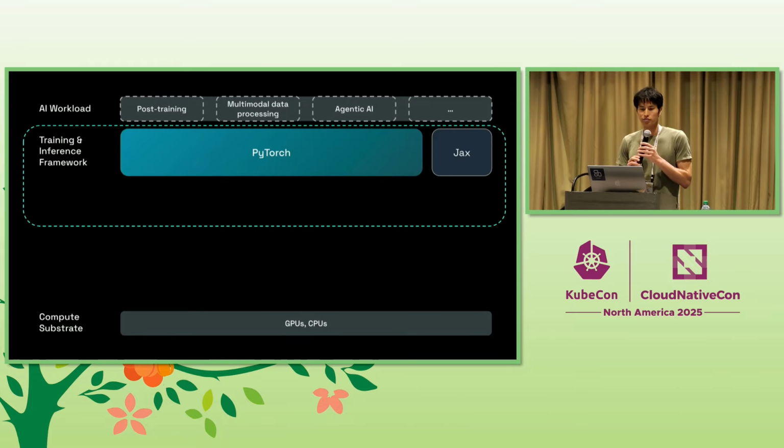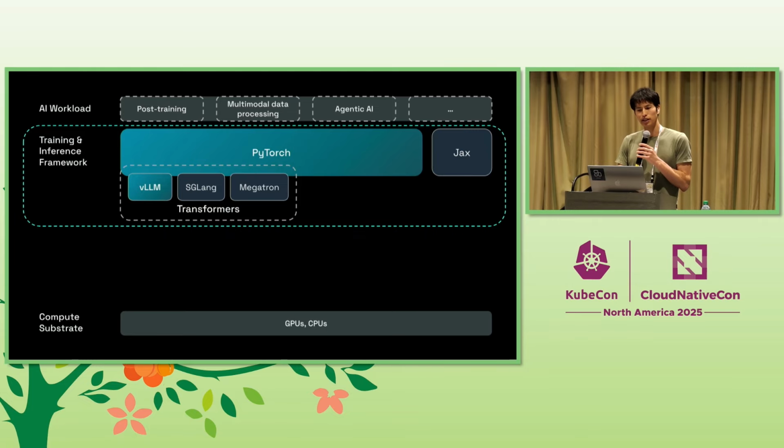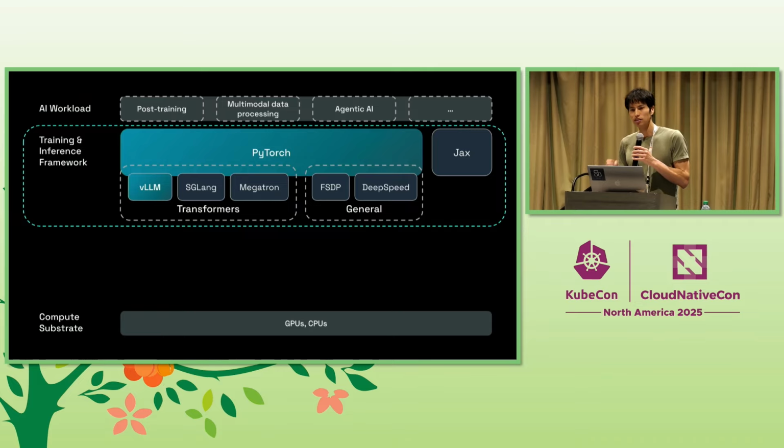So at the top, you've got the training and inference framework, right? This layer is responsible for running the model efficiently on the GPU. And of course, PyTorch is the dominant deep learning framework. And surrounding PyTorch, you've got a rich ecosystem for transformers, for different parallelism strategies. So these are some of the common frameworks that we see. But fundamentally, this layer is responsible for squeezing the most performance out of running the model on the GPU.